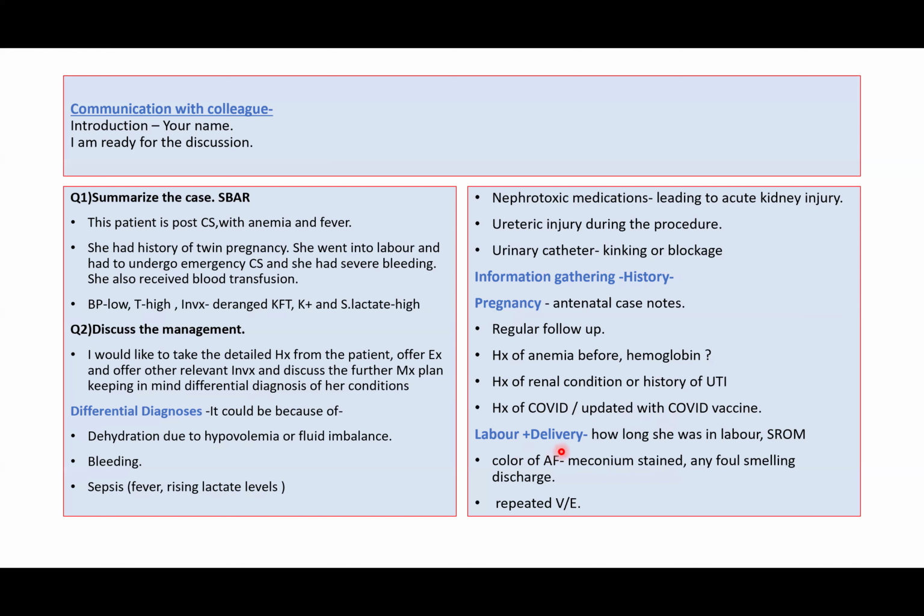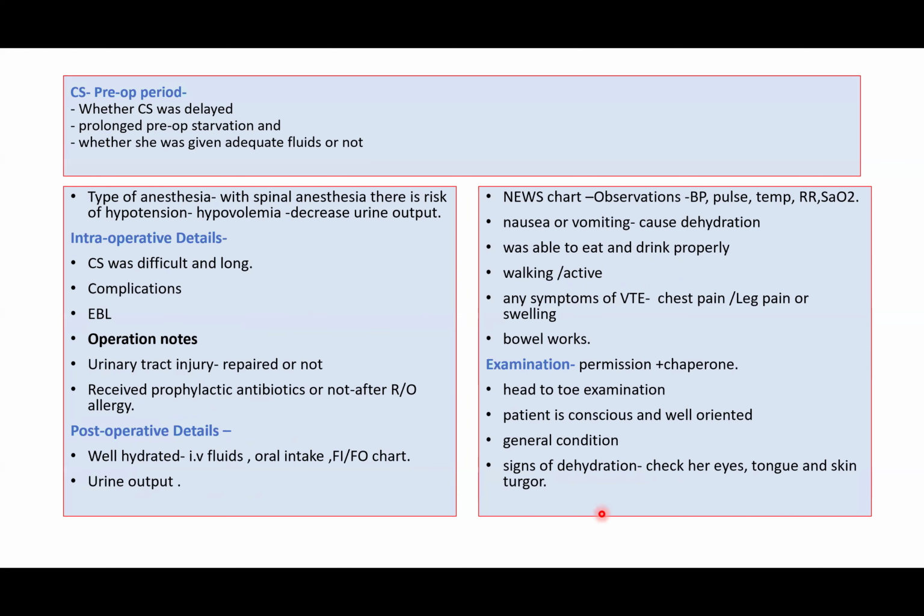Then regarding the labor and delivery: how long she was in labor, any history of spontaneous rupture of the membrane, what was the color of the amniotic fluid, whether it was meconium stained, any foul smelling discharge, whether she had repeated vaginal examinations. Then the cesarean section, the details in the pre-op period: whether CS was delayed, whether there was prolonged pre-op starvation, and whether she was given adequate fluids or not. What was the type of anesthesia she received? Because with spinal, there is a risk of hypotension, hypovolemia, and decreased urine output.